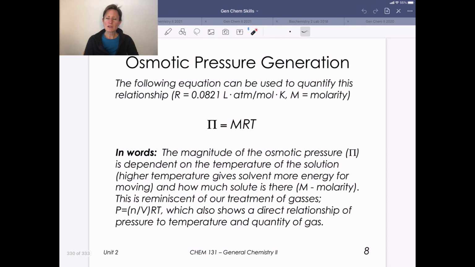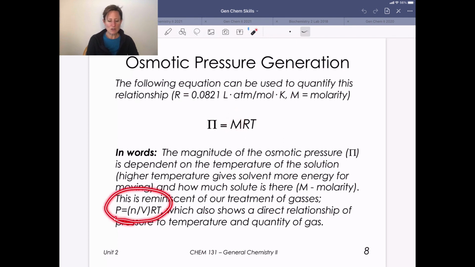All right, the last one is osmotic pressure generation. In reality, we're not going to see or do a ton of calculations with this, okay? But this is the equation for osmotic pressure generation. This pi is that osmotic pressure. We're going to use molarity, the gas constant, and then temperature. So these are the pieces of information that we'll use to calculate the osmotic pressure that's generated. The magnitude of the osmotic pressure depends on the temperature of the solution and how much of the solution there is, and this is sort of reminiscent.